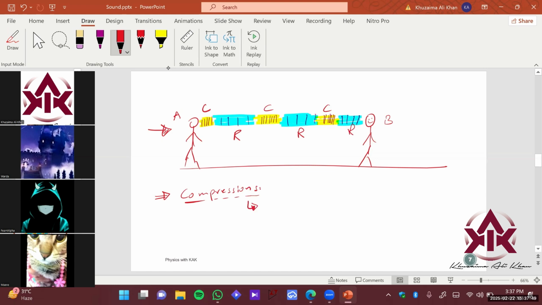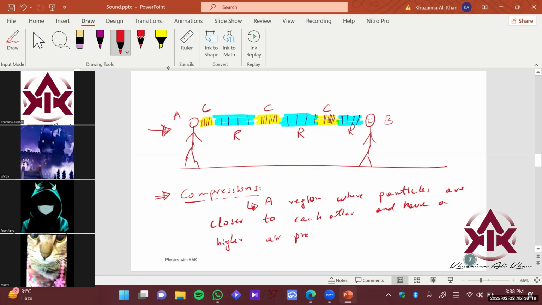So it is a region where particles are closer to each other and have a higher air pressure, right? But they're pretty compact together. They have very small area, okay? And if you're applying the same force over a smaller area, you have greater pressure, right? So they're closer to each other over here, okay?